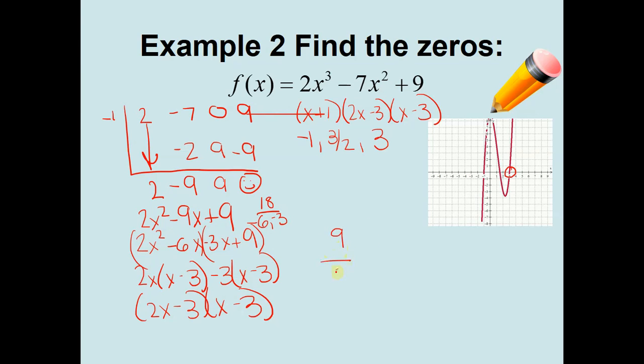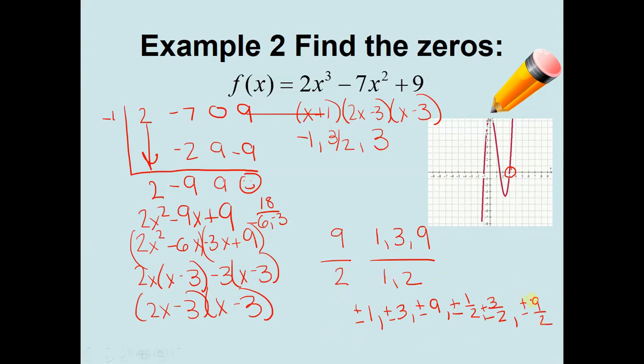Now, if I would have listed my rational zero theorem, so p's over q's, I would have had p over q with 9 over 2. So for 9, the factors of 9 are 1, 3, and 9. 2 is just 1 and 2. So then I would have done every p over every q. So 1, 3, 9, and then I had to put them all over 2 as well. So 1/2, 3/2, and 9/2. Notice, guys, these are possible rational zeros.